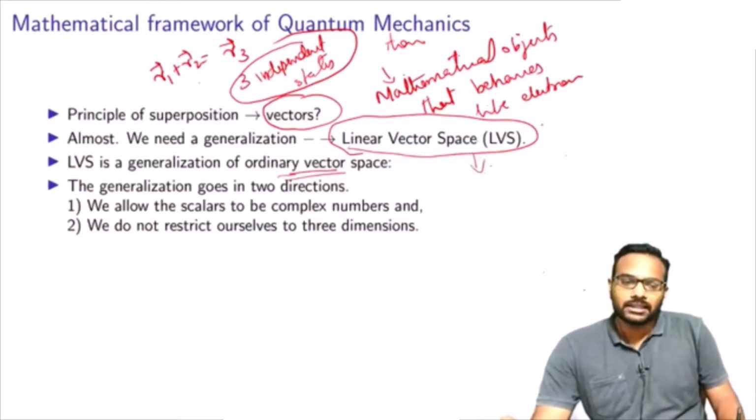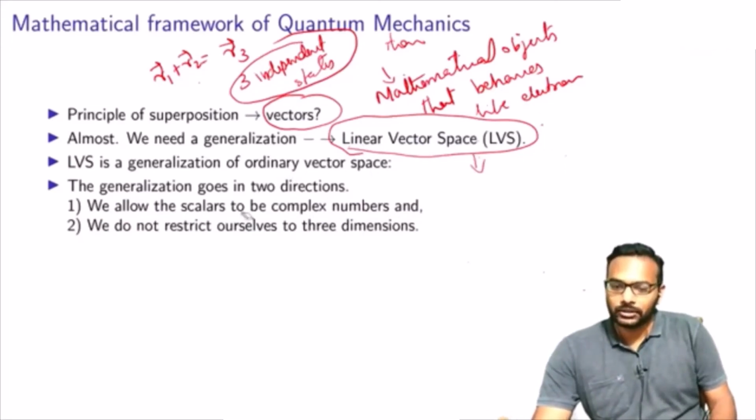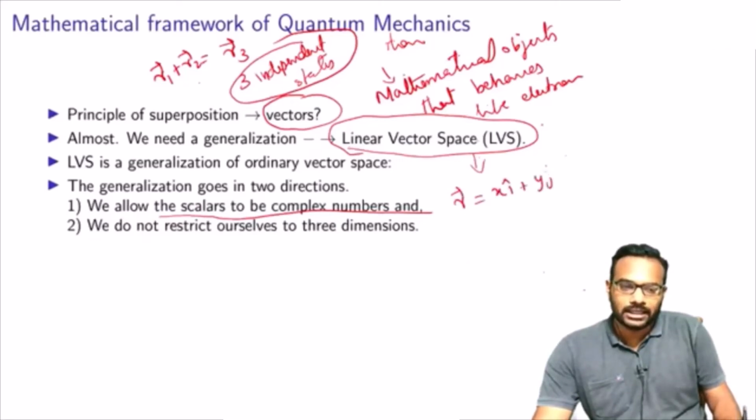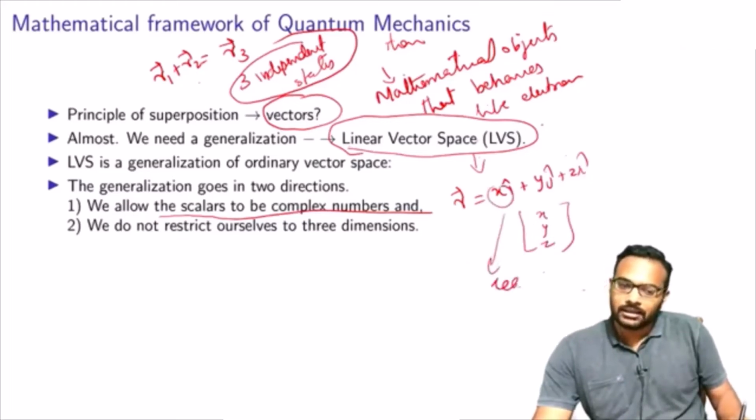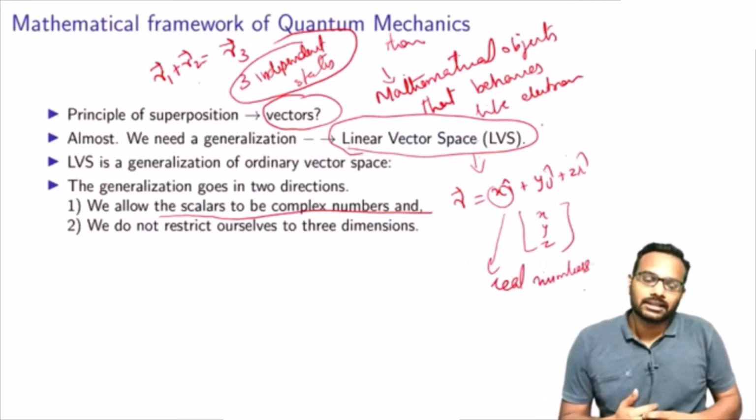In mathematics, you see that this framework already exists. You can understand it as a generalization of the ordinary vector space, and there are two directions in which the generalization comes. The first idea is that we allow the scalars to be complex numbers. For example, if you take the vector R equal to xi plus yj plus zk, we can also write it as a column matrix X, Y, Z. And these are real numbers. The scalar quantities in real vector space are real numbers.